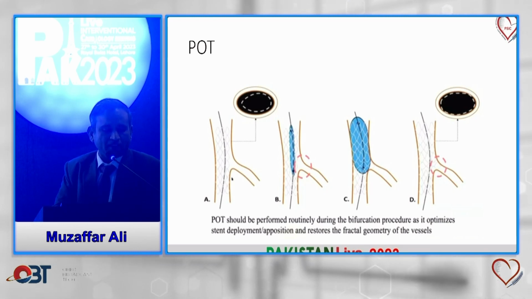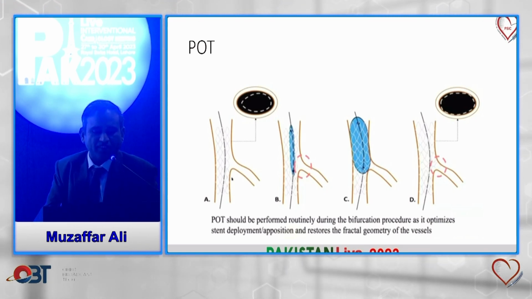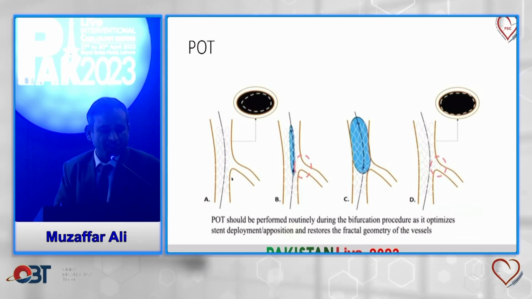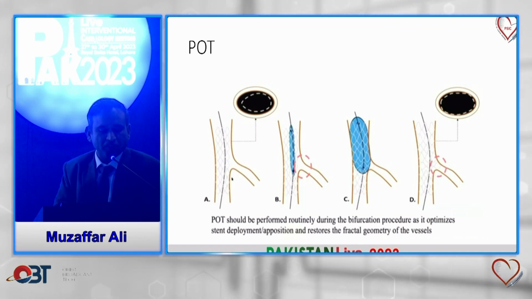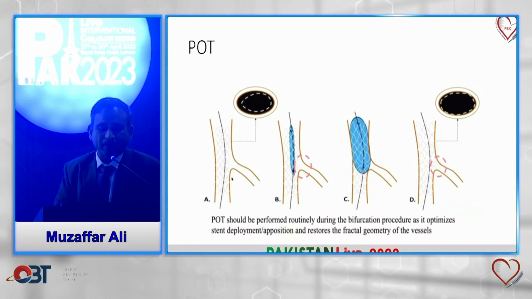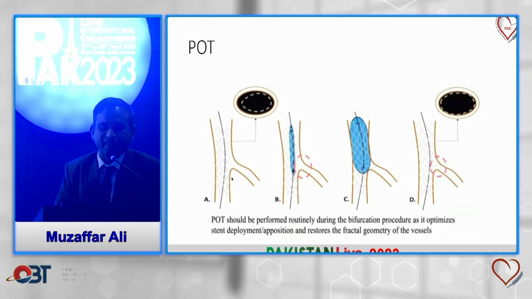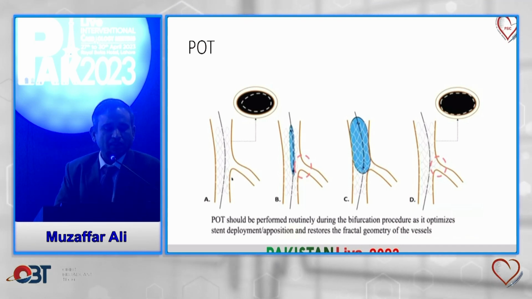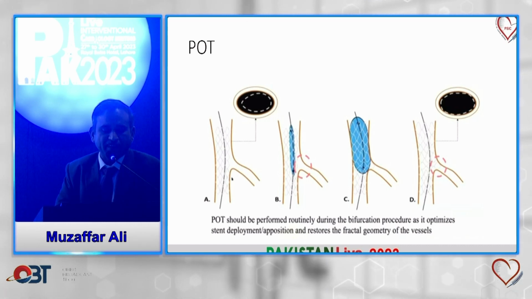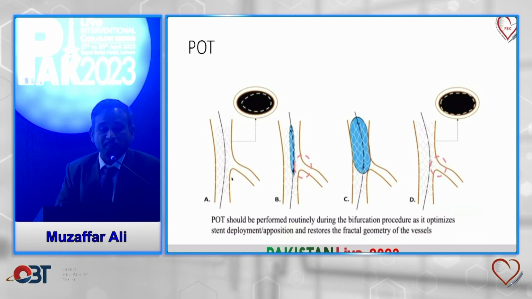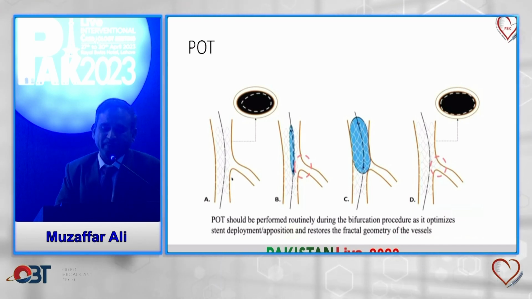So what about the POT? POT is essential, should be performed routinely during the bifurcation procedure as it optimizes the stent deployment, apposition, and restores the fractal geometry of the vessel, especially the proximal segment, and it actually leads to proper optimization and avoids the sub-stent wire placement.